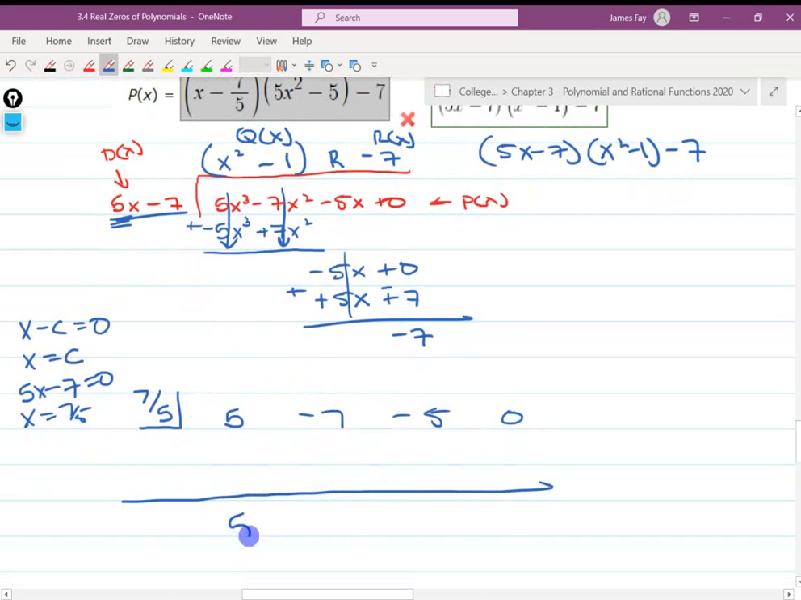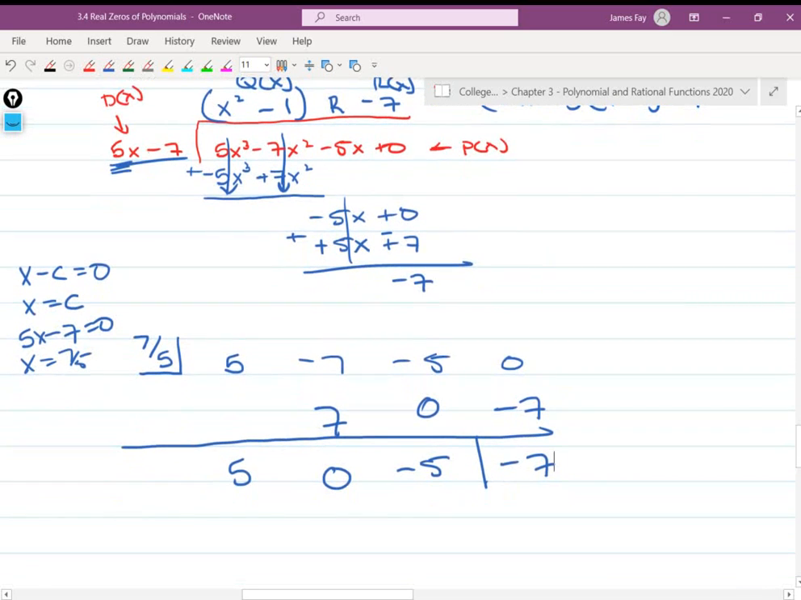Bring my 5 down. Now, here's the nice thing: even though a fraction might go in this box a lot of times, the multiplication is not all that difficult, okay? Because what happens here, we just get a 7, right? 7/5 times 5 is just the numerator. Gives me 0, multiply that, gives me 0, negative 5, and then we get negative 7, right? Bring down that, my remainder is negative 7, right?